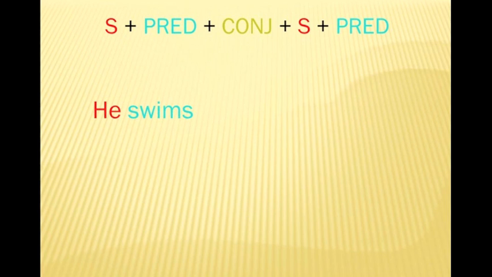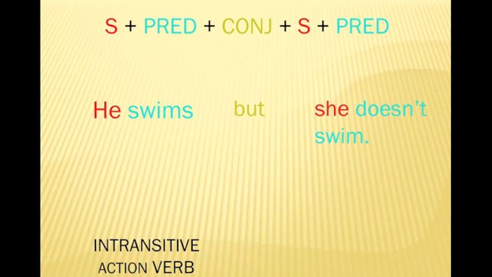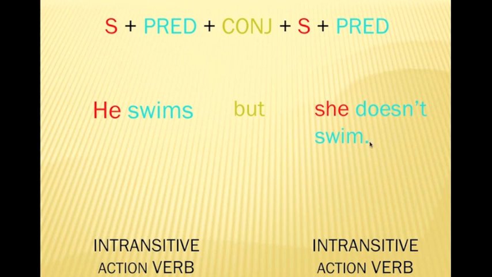So for example, let's try this one. He swims, but she doesn't swim. So in this case, I've coordinated an intransitive action verb clause here, he swims, with another intransitive action verb. And they're kind of logical in a sense because notice on the one hand, one person does this, but on the other, someone else doesn't do that. Now, of course, the key is, could they be two separate sentences? And the answer is yes. You could say he swims, she doesn't swim. But since they seem somewhat related, it made sense to combine them with the word but.